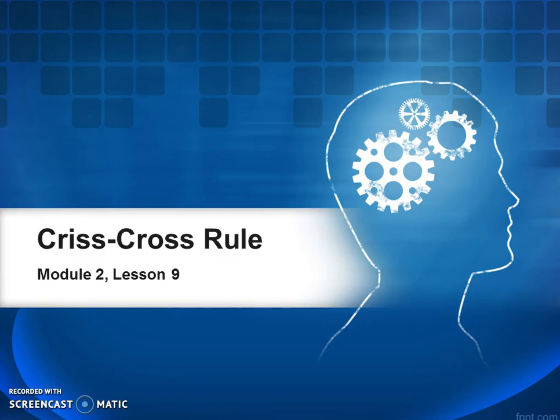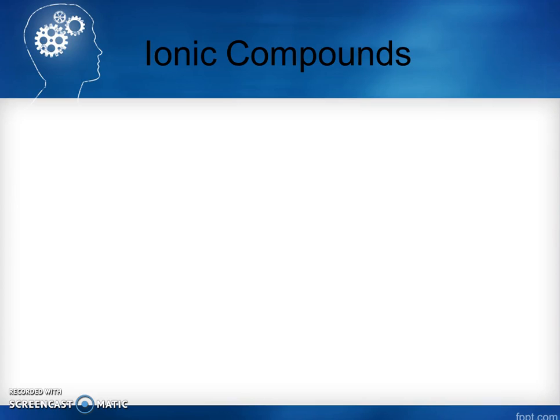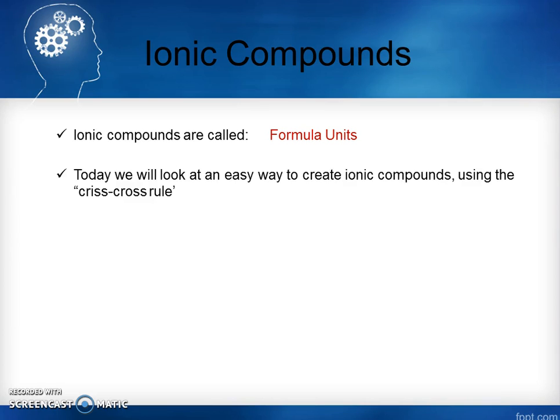Crisscross rule, Module 2, Lesson 9. Ionic compounds. Ionic compounds are called formula units. Today, we will look at an easy way to create ionic compounds using the crisscross rule.